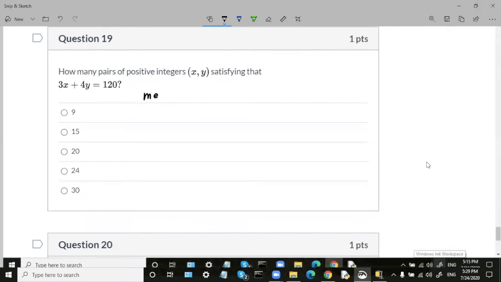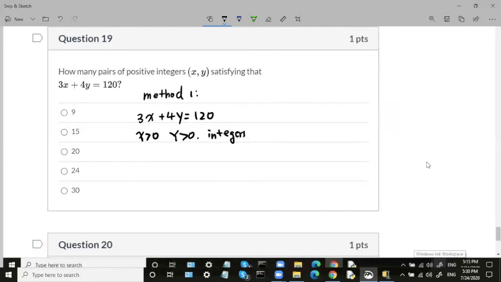Okay, so method 1. We have the equation 3x plus 4y equals 120. So x should be greater than 0 and an integer, positive integers. So y greater than 0 and an integer. Okay, so then 4y has to be less than 120. So y less than 30. So let's just try the numbers from 1 until 30, the extra 29.